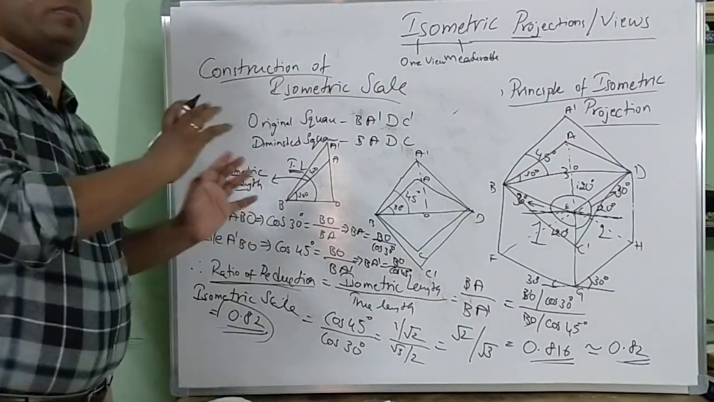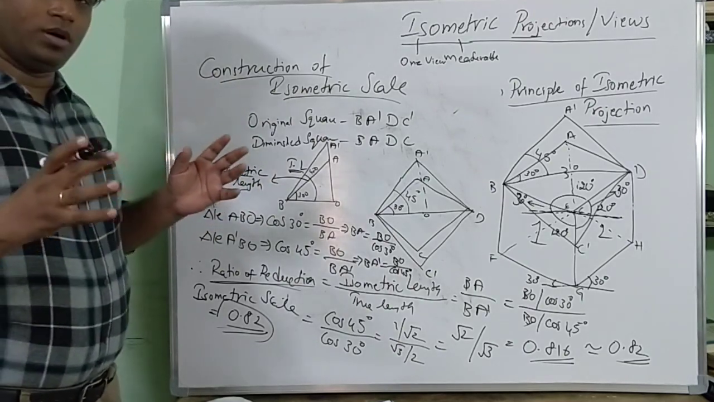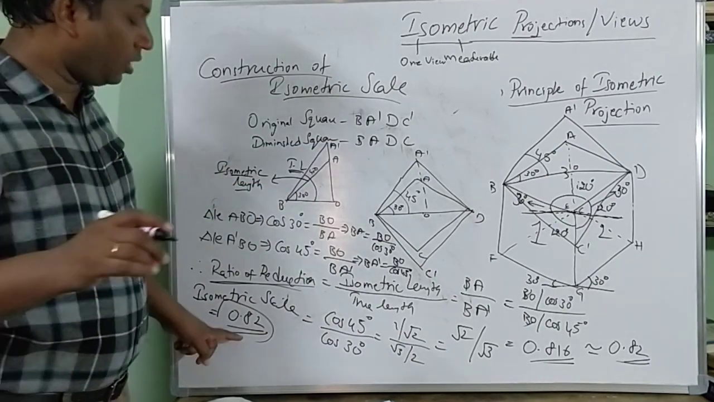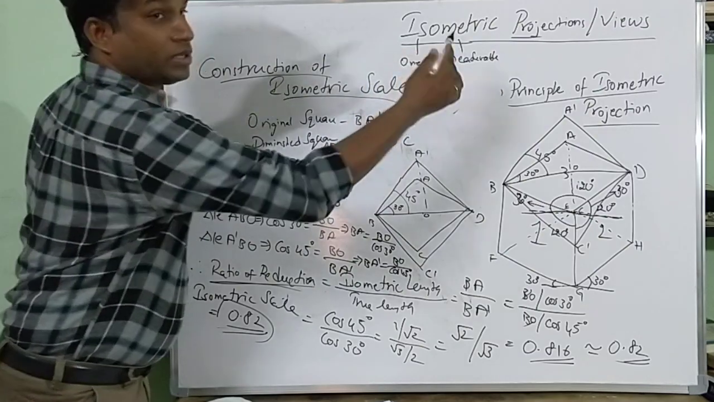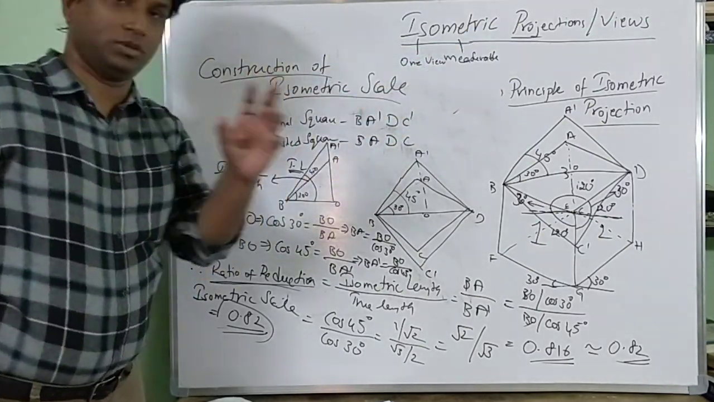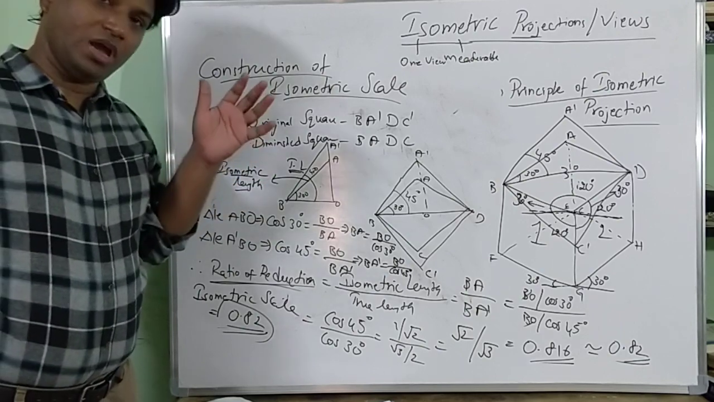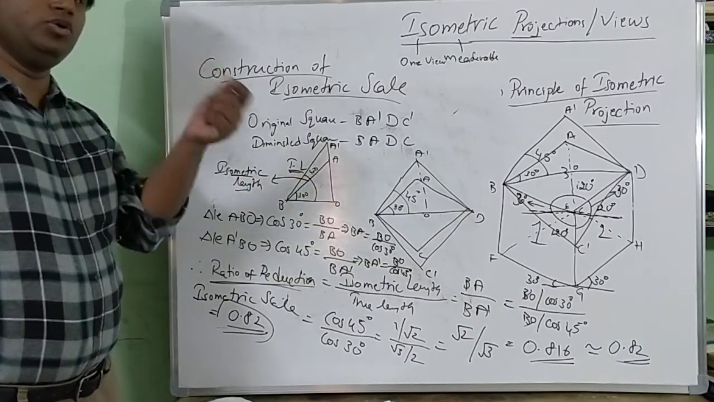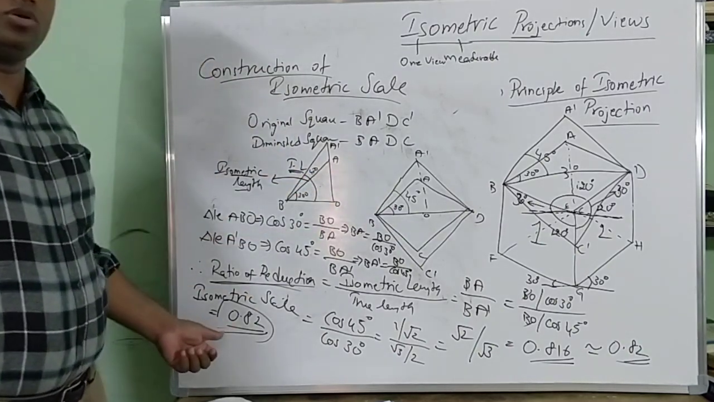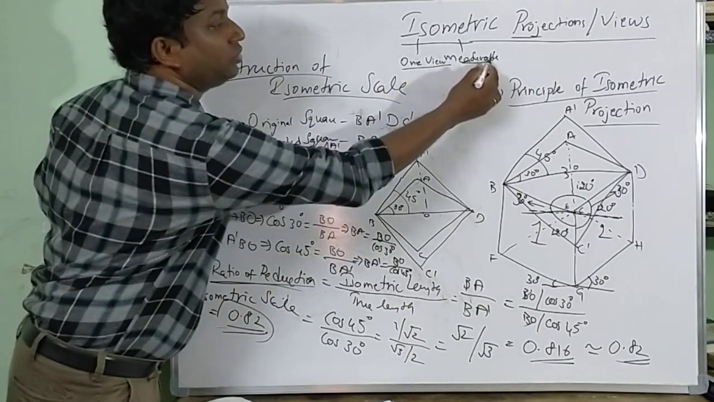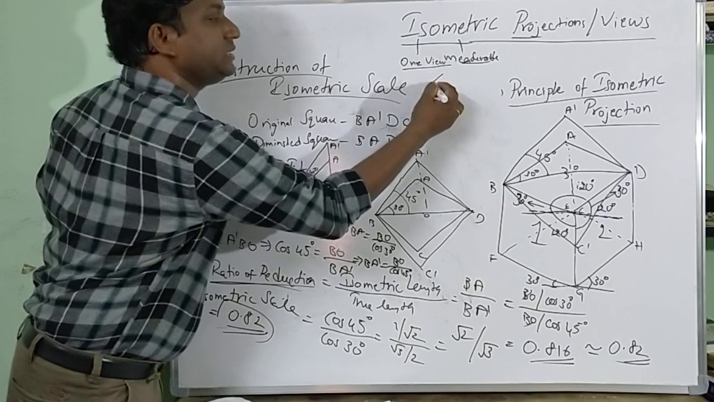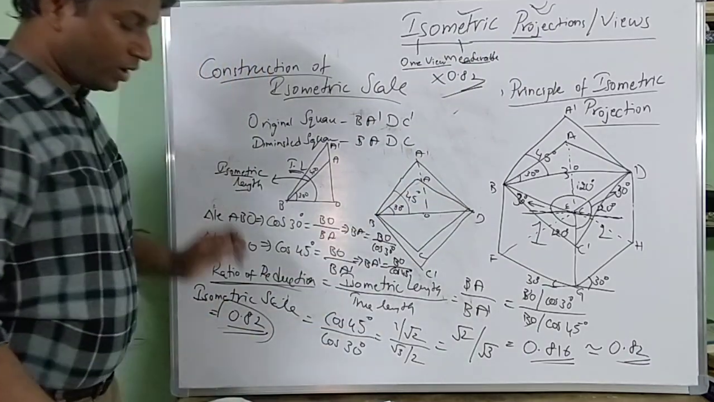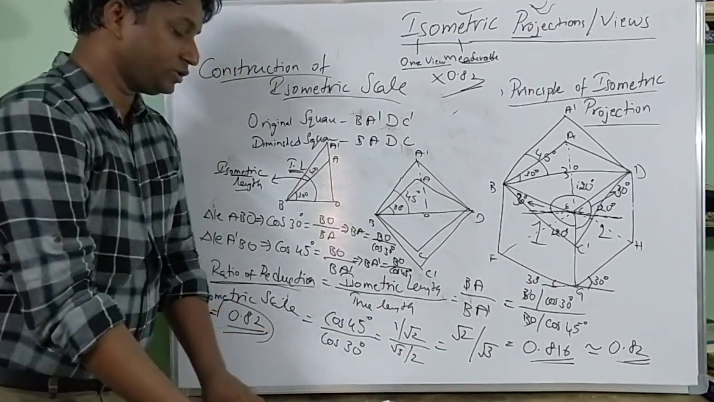It is not compulsory that you remember and reproduce this in the examinations, but the concept is very important: how you have got this value. So finally, in isometric projection, as I said, the one-view measurements which we show, converting a two-dimensional view into a three-dimensional view, are proportionate to the original length by 0.82. That means the one-view things which we are drawing have to be multiplied with 0.82 for isometric projection. That is the concept of isometric view.